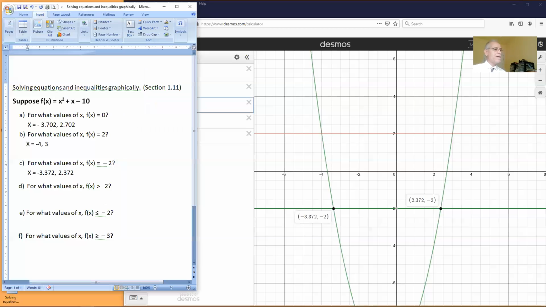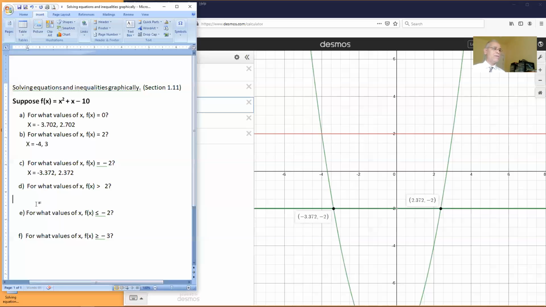Okay. Part D is asking for what values of x, f of x is greater than 2. So f of x equals 2 is this red line right here, and f of x equals x squared plus x minus 10 is this green one. For what values of x is the green graph, the parabola, higher than the red horizontal line?